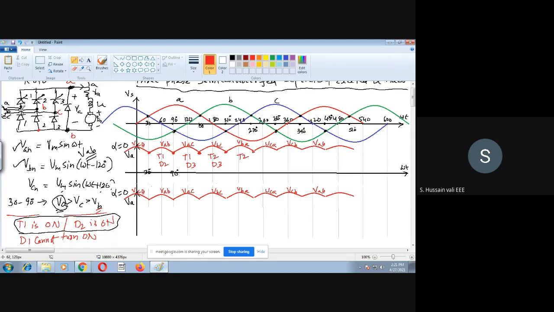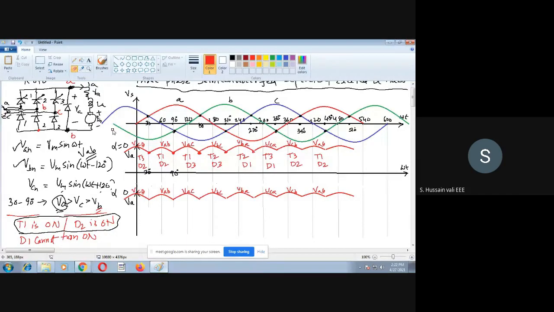A means which diode? D1. A very simple thing. VCA: for C, which thyristor? The third, T3. For A, D1. VCB: T3, and B is D2. VAB once again T1, D2, and it is also T3, D2. Likewise, you know yourself which diodes and thyristors are conducting. That's a very simple thing. Now you see here yourself, it's not alpha 0, it is alpha greater than 0.